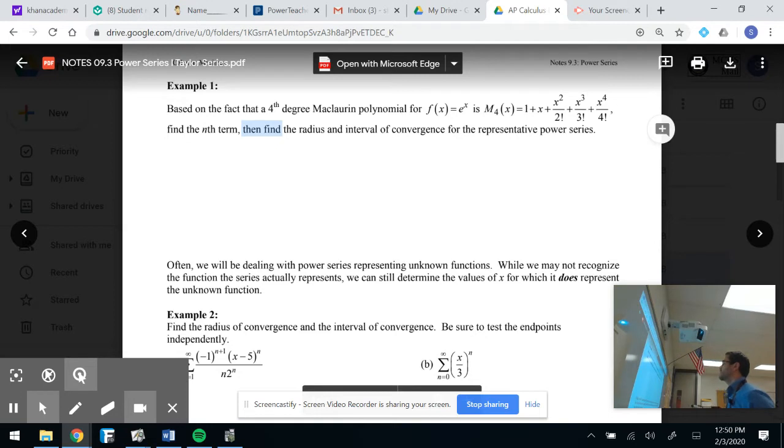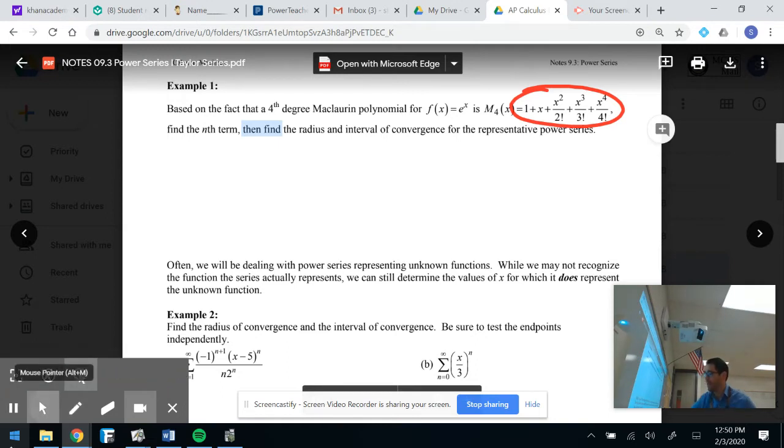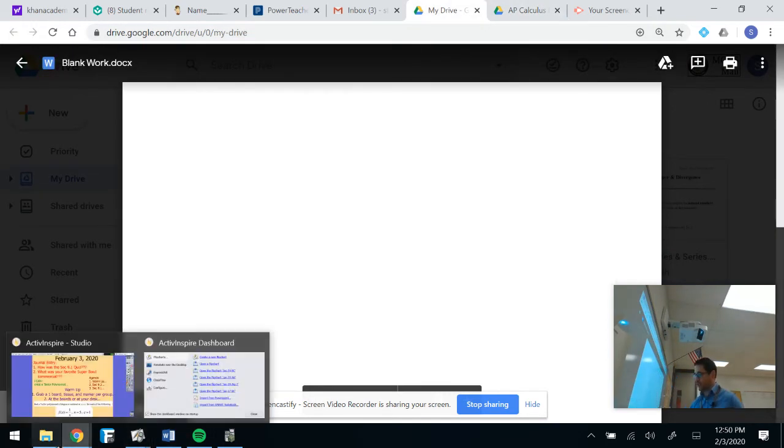Example 1: based on the fact that a 4th degree Maclaurin polynomial for e to the x is this, and we all should have known that from our Taylor polynomial series, find the nth term. Then find the radius and interval of convergence for the representative power series. For this one, I'm going to have to show a little bit more work, so let's go to my blank screen.